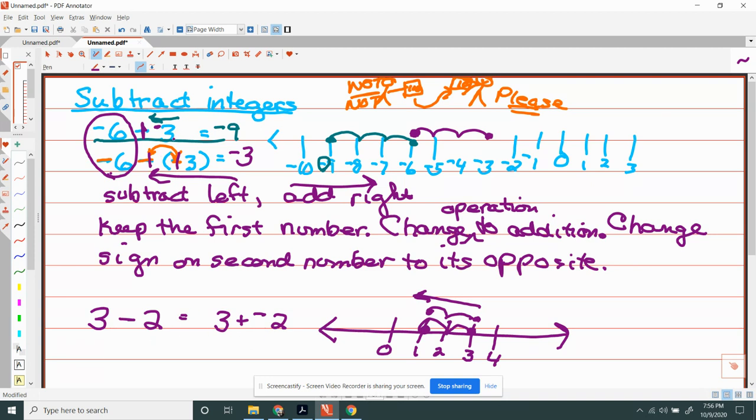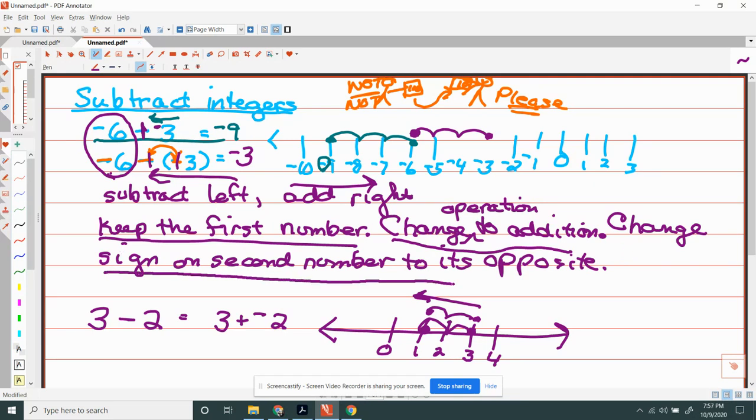So when we subtract integers, we keep the first number, change the operation to addition, then change the sign on the second number to its opposite. What do you do after that? You just follow the addition rules.